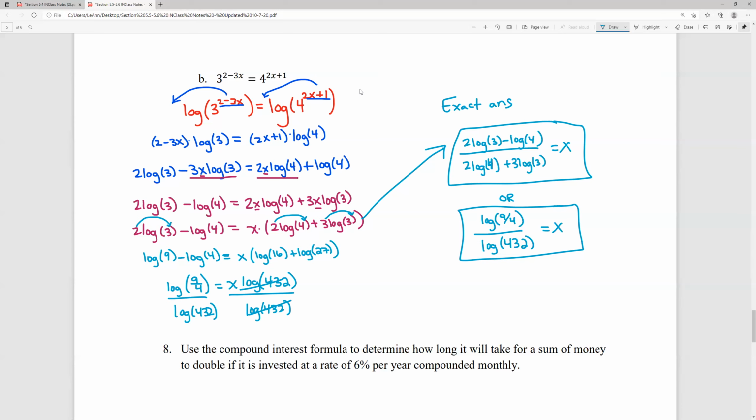Now, I will say the second version I gave, the one that only has one log on top and one log on bottom, that's a lot easier to evaluate in a calculator when you go to do the decimal. You just do log of 9/4 divided by log of 432, and that comes out to 0.13 for the approximate. So these are both exacts, right here and here. This is the approximate, because we actually used our calculator to simplify and estimate.